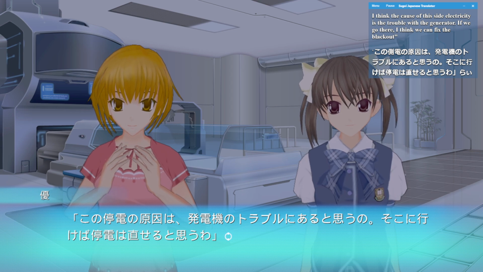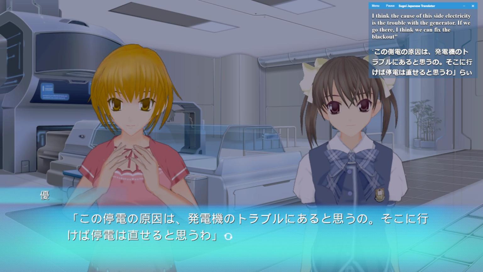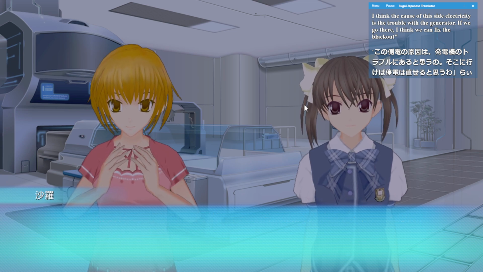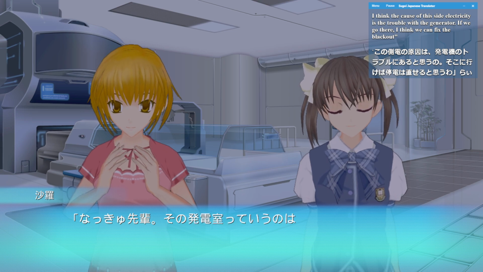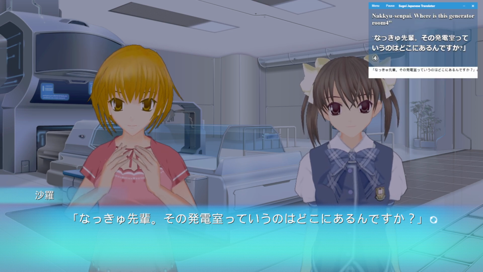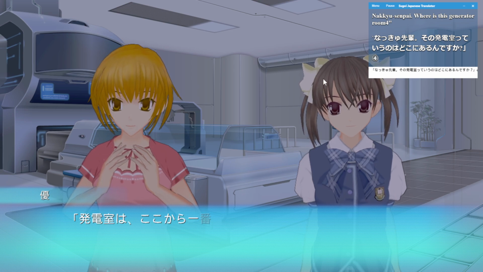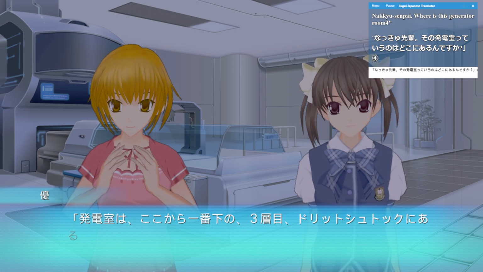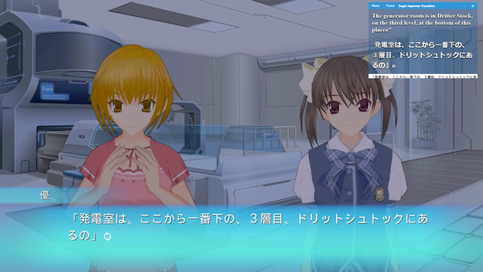I think the cause of this drop in electricity is trouble with the generator. If we go there, I think we can fix the blackout. Nakyu-senpai, where is the generator room? The generator room is on Dritte stock on the third level at the bottom of this place.